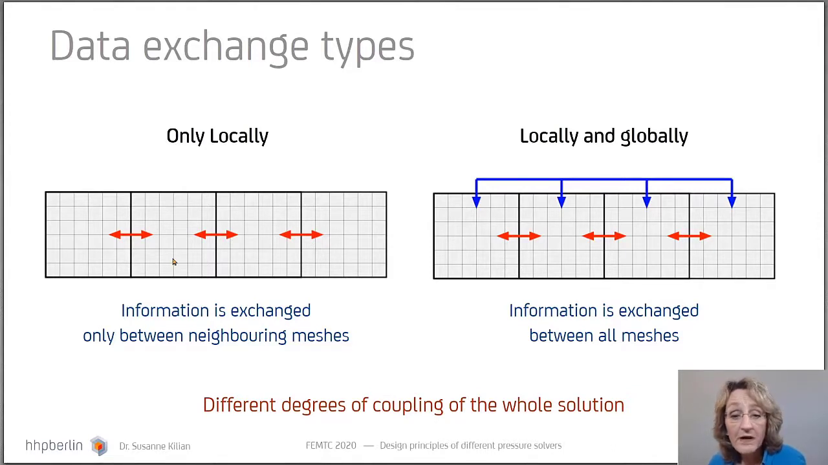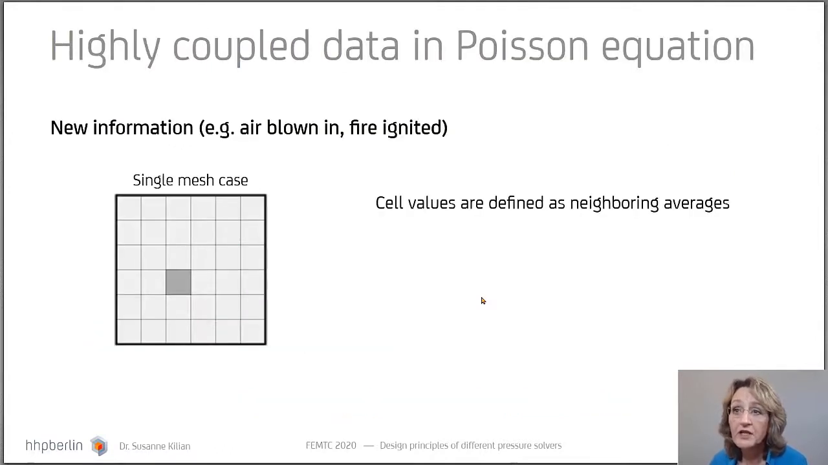Now, the big question is, does a mesh only talk with its direct neighbors, or does it also talk with all other meshes? Because you can imagine that this will result in a differently strong degree of global coupling of the whole solution. But if you now look at the intrinsic properties of the pressure equation, this is a very important question. Remember that the single values in the pressure equation are defined as average values of their direct neighbors.